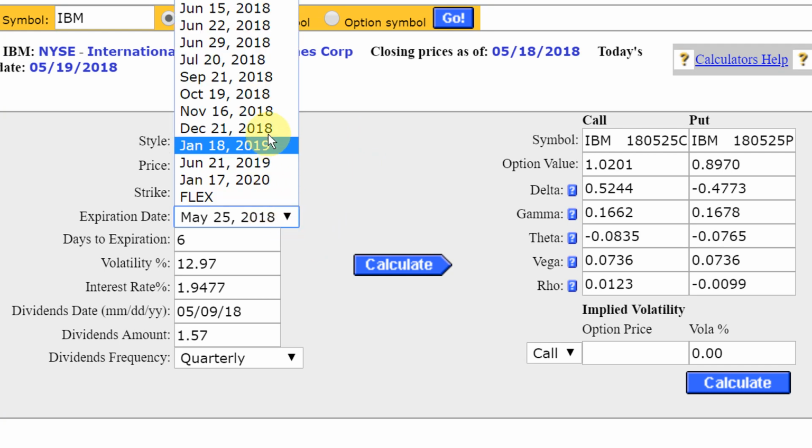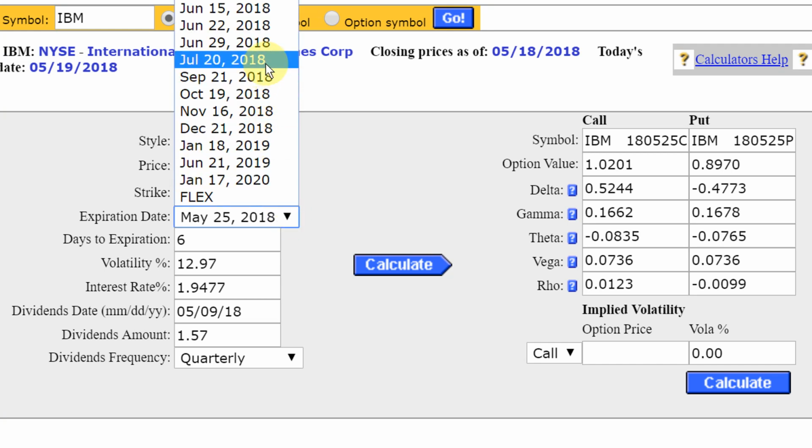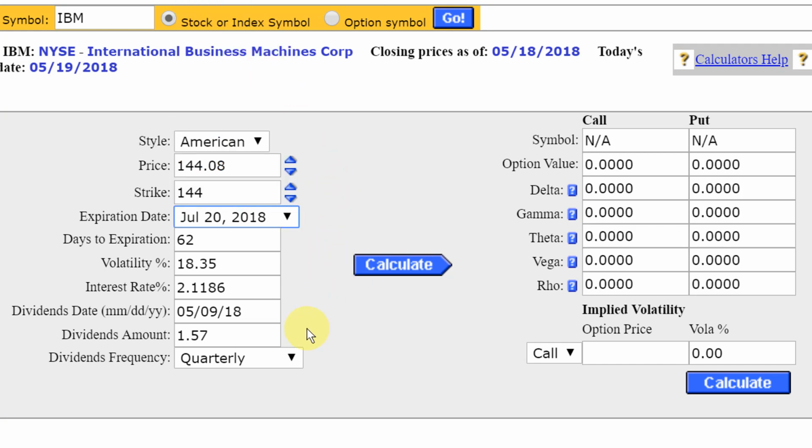I can click from all the different strikes in this drop-down menu. It'll show me the days to expiration, but most important of all, it will show me the current volatility of that option and the implied interest rate that's being used. If there are any dividends in IBM, it will show you those and the dividend dates. So obviously, as you change the different strikes or the time to expiration, it will start showing you different volatilities, different interest rates, and it will repopulate all of these boxes.